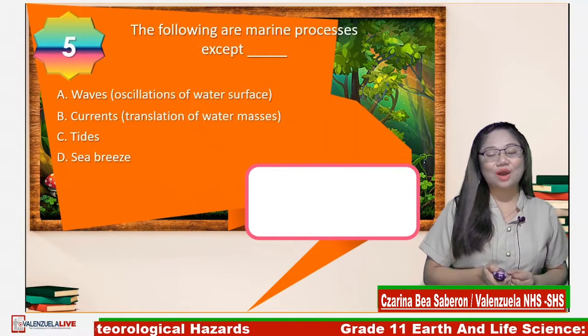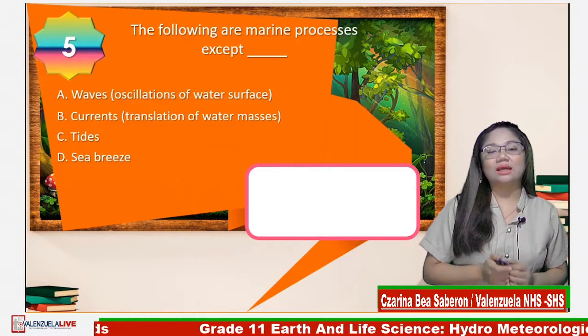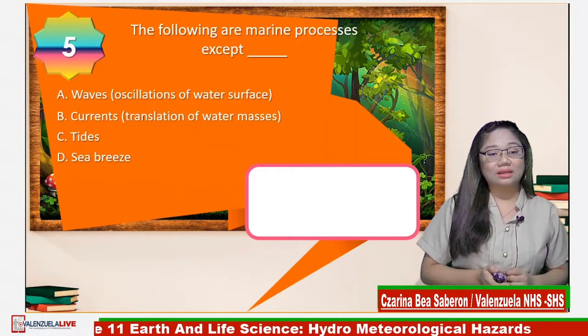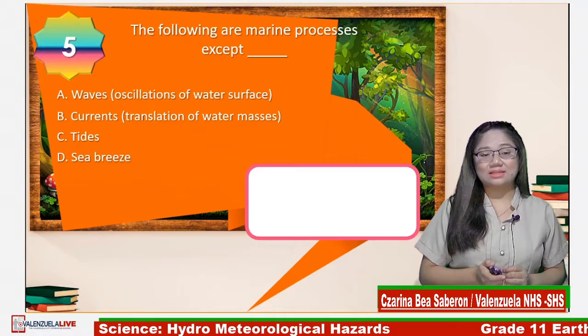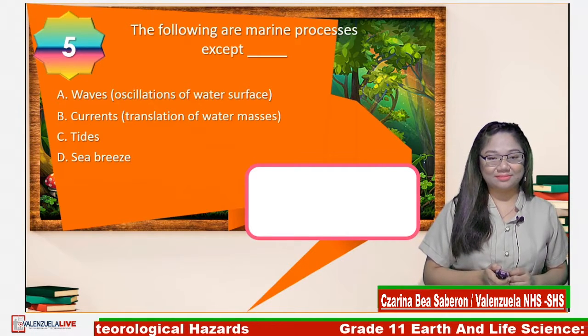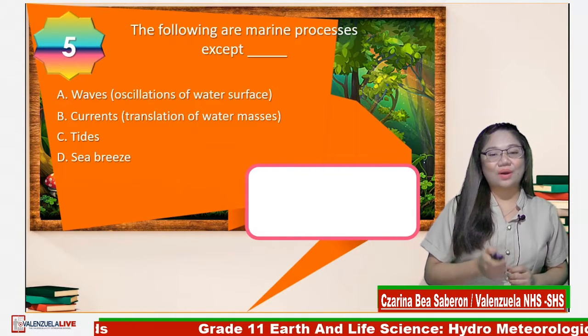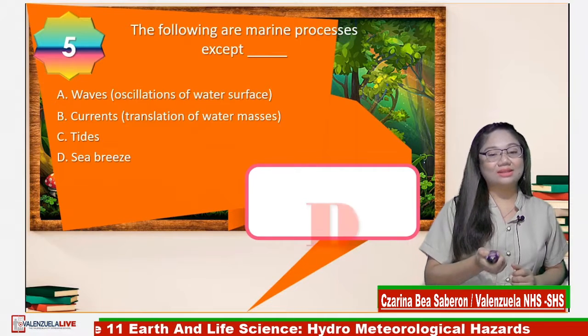Now, down to our last item. The following are marine processes except for A. Waves, B. Currents, C. Tides, or D. Sea breeze. Alright, so all are marine processes except for letter D. Sea breeze.